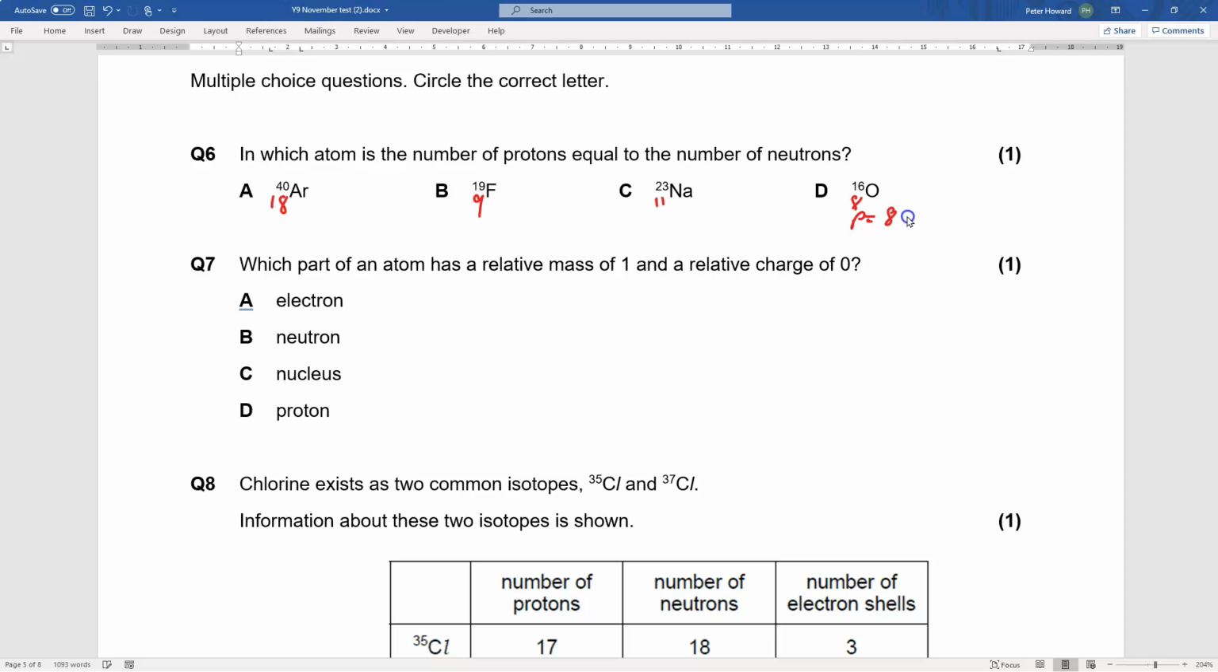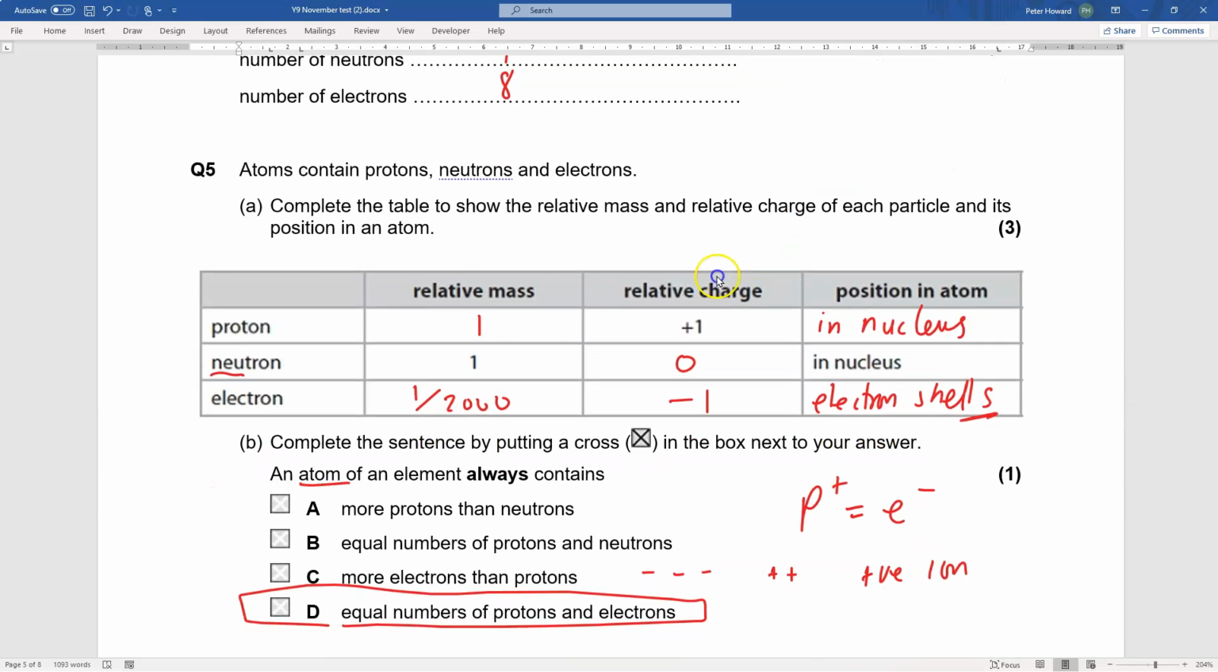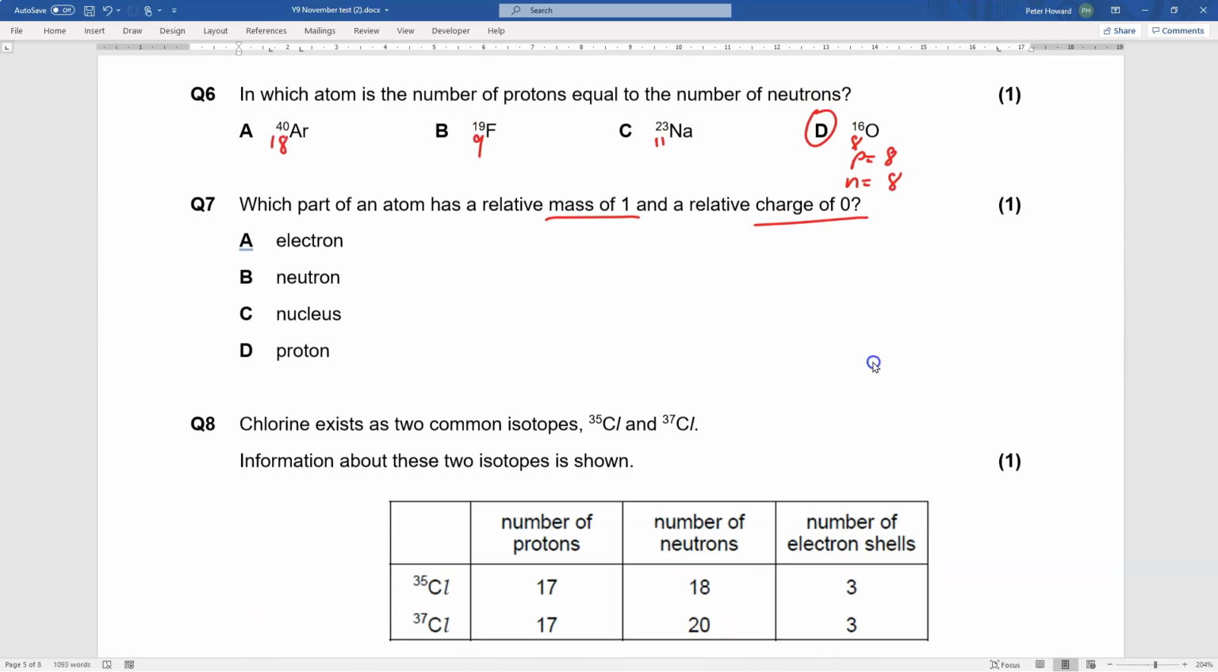Number of protons is 8. If we do 16 minus 8, that gives us the number of neutrons, 8. So it's D. Mass of 1, charge of 0. If we look up at our table back here, mass of 1, charge of 0, you'll find this is a neutron.